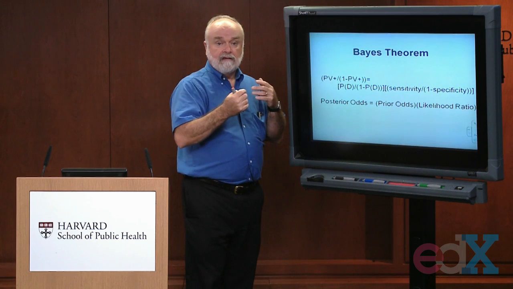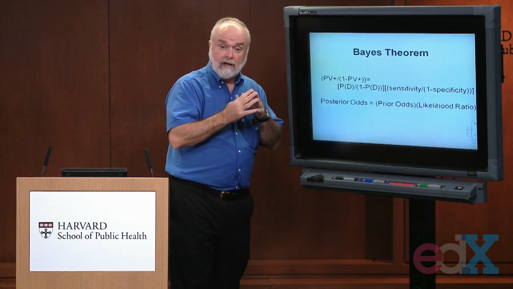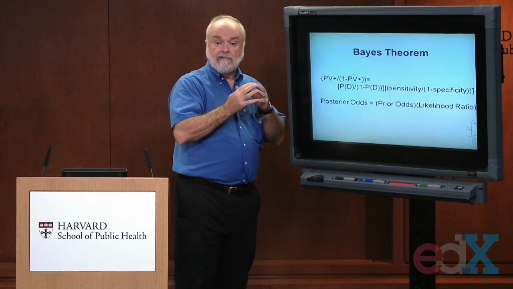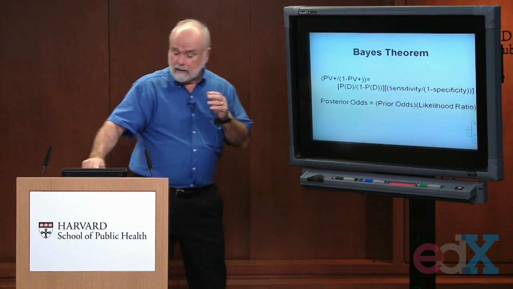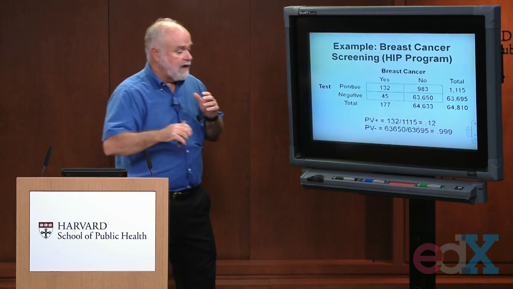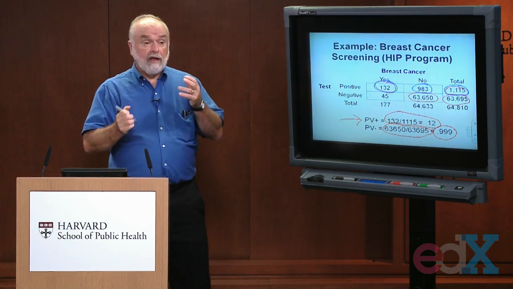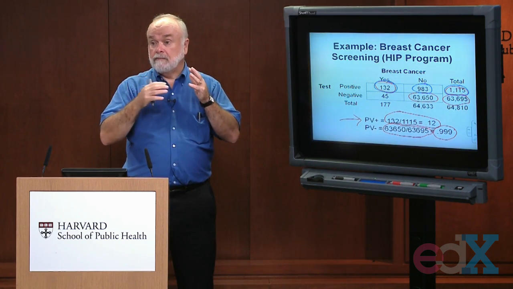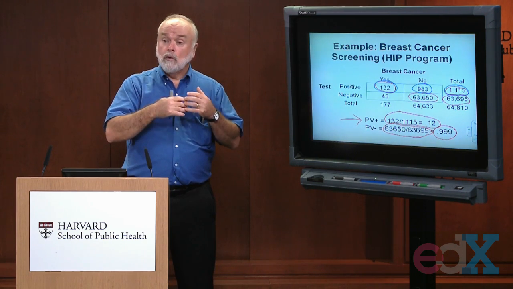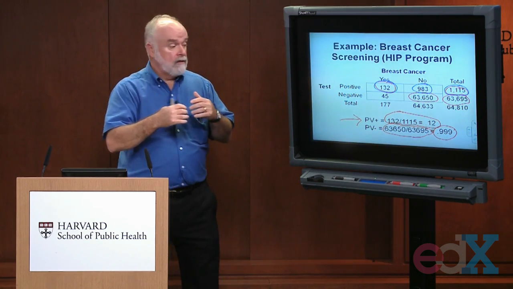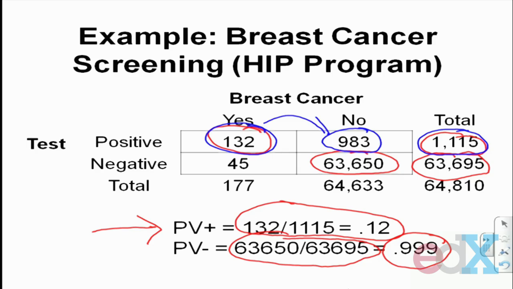It talks about the odds of having disease, not the positive predictive value, which is the proportion, but the odds of having disease among people who tested positive. So if I go back to the previous slide, and I look at the 1,115 people who tested positive, 132 of them had breast cancer based on some additional follow-up, and 983 did not. Remember, the positive predictive value is the proportion of people among those who tested positive who actually have breast cancer. We can talk about the odds of having breast cancer: 132 divided by 983.